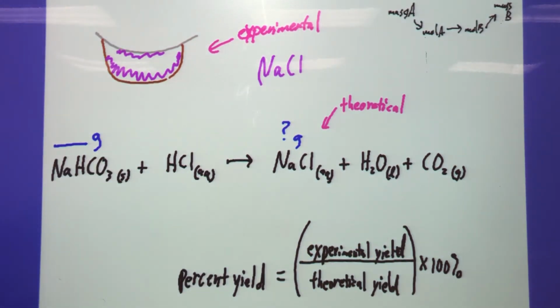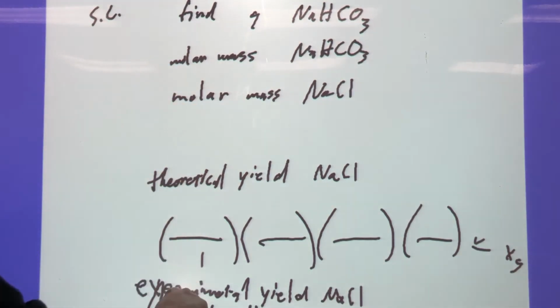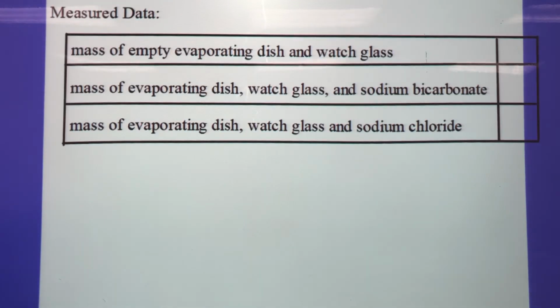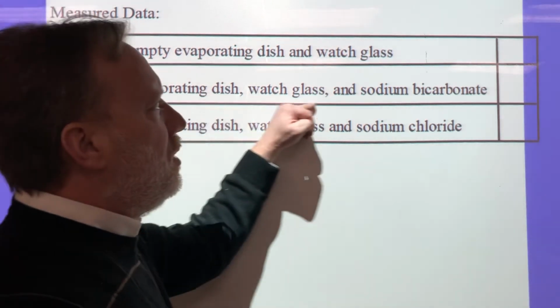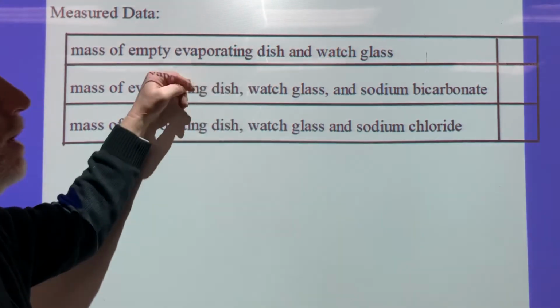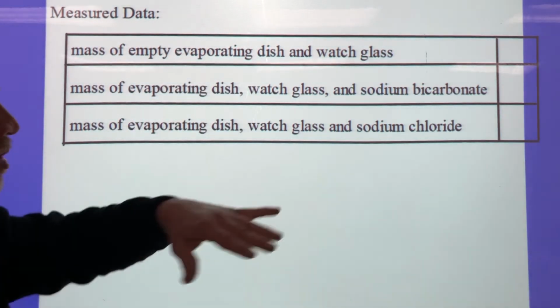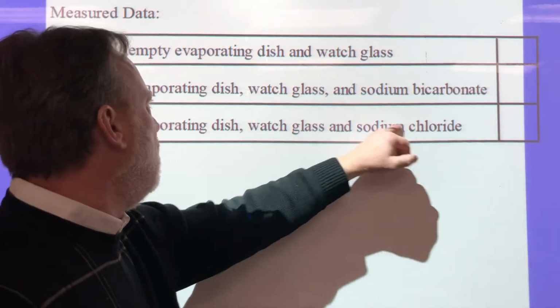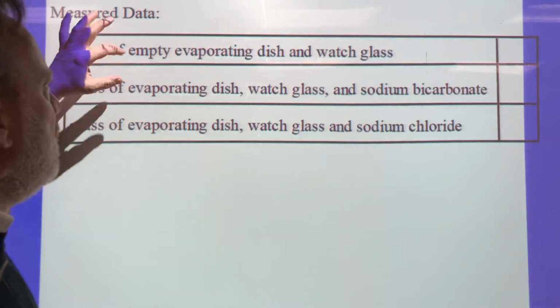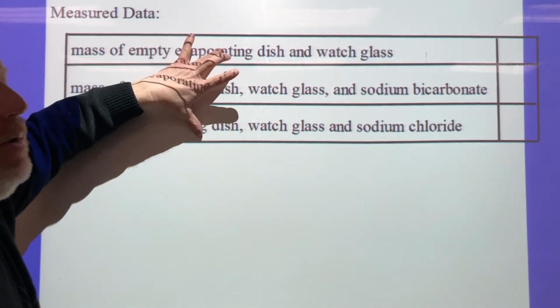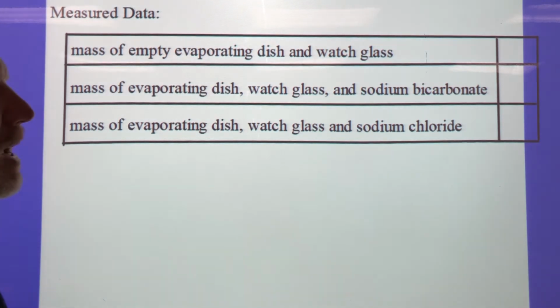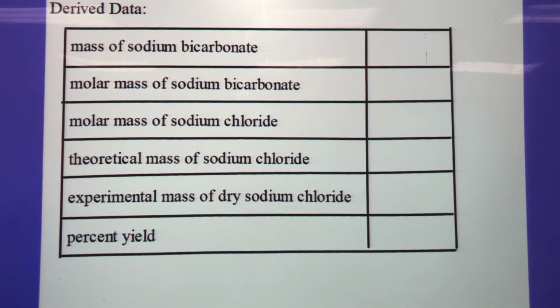So setting up your lab, it looks like you're going to have about 1, 2, 3, 4, 5, 6, 7 sample calculations. Okay, the first measured data is you got your empty evaporating dish, and then the evaporating dish with the sodium bicarbonate in it. Then you're going to do the reaction by pouring the acid in. Then you're going to dry it out, and then you're going to have dry sodium chloride in here with the evaporating dish and watch glass. You subtract these two, you get the sodium bicarbonate mass. You subtract these two, you get the sodium chloride dry mass.